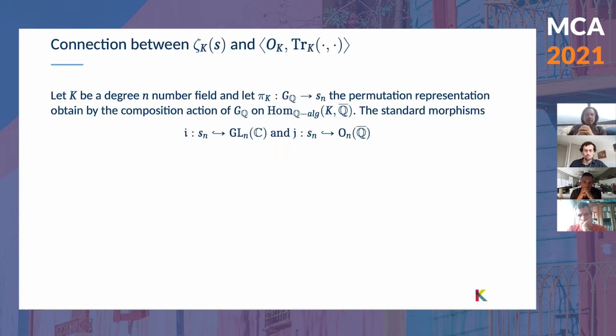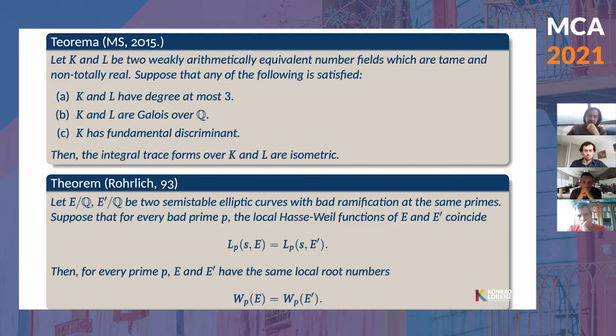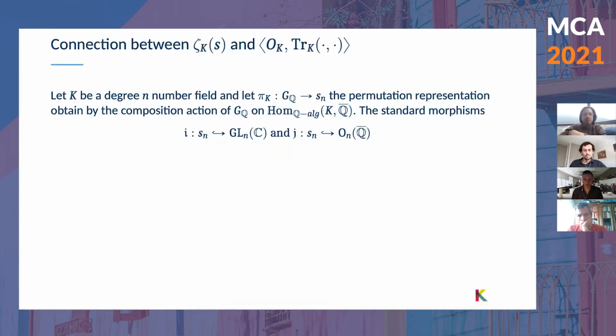Now, to make it a little more clear, what is the connection between the trace form and the zeta function? The connection is as follows. As I explained, I was inspired by this theorem to talk about trace forms translated from the theorem over here, but I didn't explain to you why we have this connection with quadratic forms. And the connection is actually very nice. So again, you have your number field and you have the permutation representation. This is the most natural representation you can imagine.